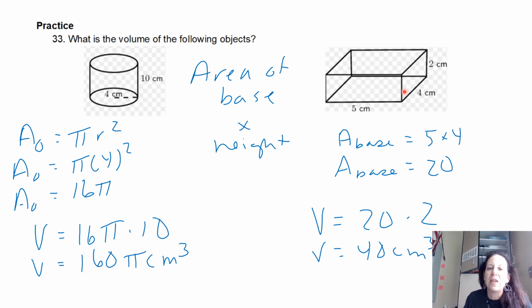On this one, the base is the 5 by 4, so the area of the base is 20, and then you do the area of the base times the height, which is 2, which gives you 40. Most people know that formula as length times width times height for the volume, but area of the base times the height also works for that. Again, pause if you need to on any of these slides if you need to write something in or supplement your notes.